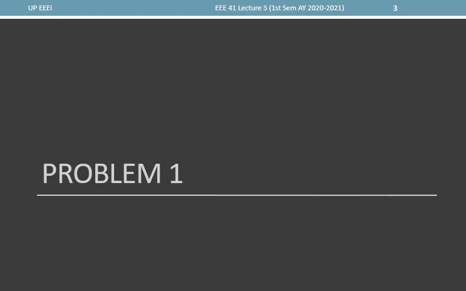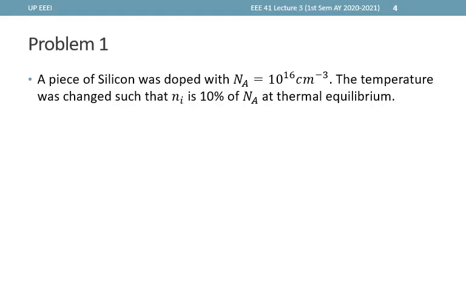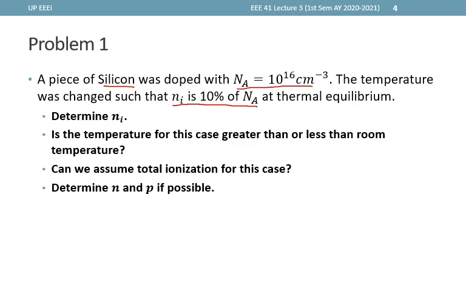Okay, we'll proceed with the actual problem-solving examples. So for the first problem, we are given a piece of silicon that was doped with Na is 10 to the 16, and the temperature was changed such that Ni is equal to 10% of Na at thermal equilibrium. Given this, we are asked what is Ni, is the temperature for this case greater than or less than the room temperature, can we assume total ionization for this case, and determine N and P if possible.